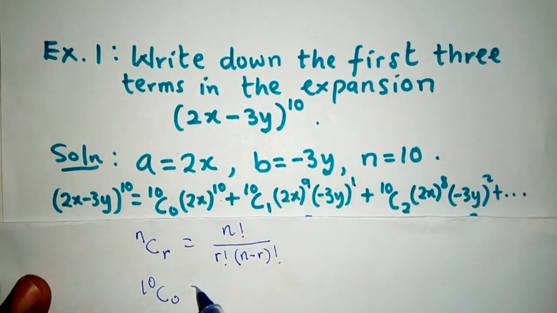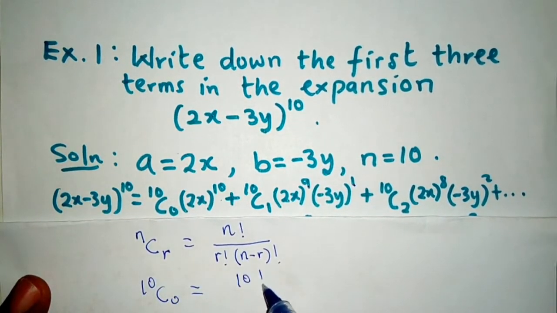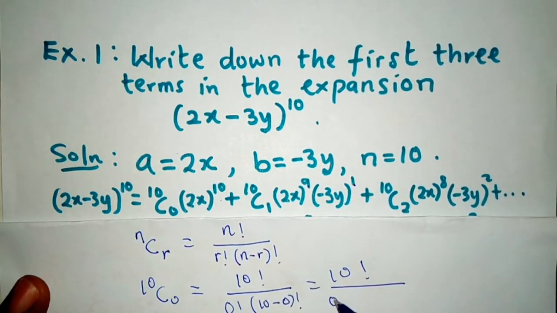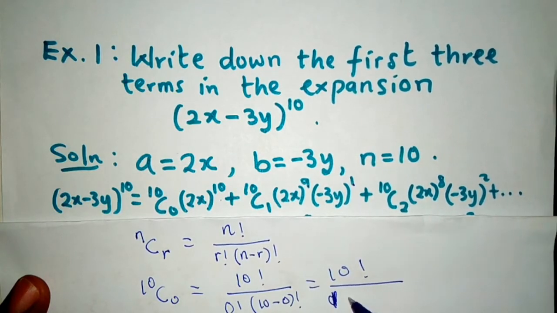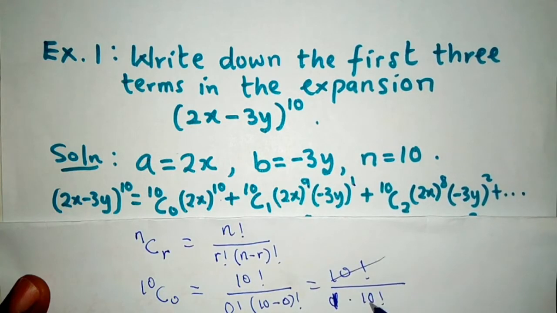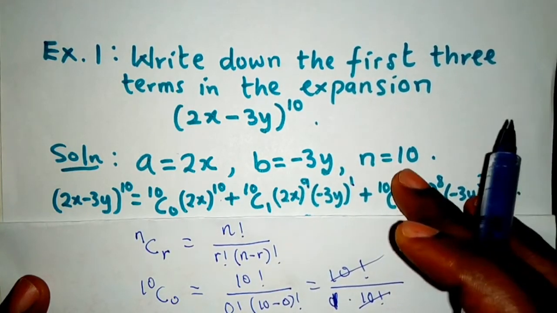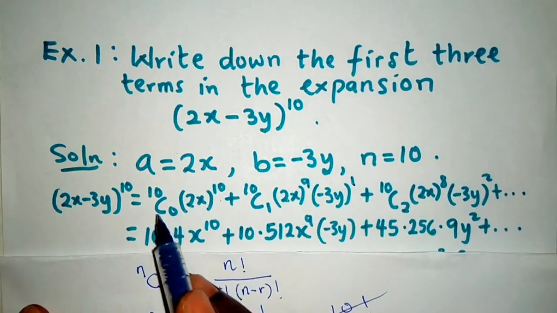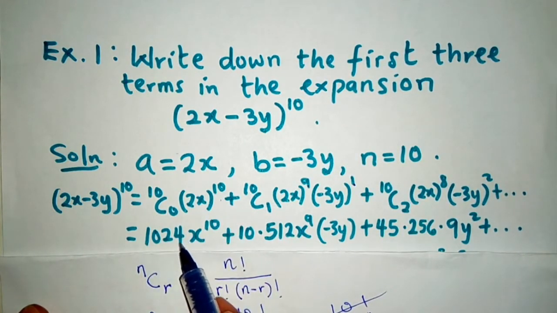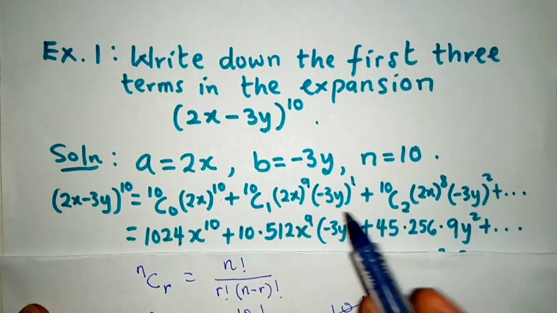will be 10 factorial over 0 factorial times 10 minus 0 factorial, which is 10 factorial over 0 factorial. By definition, 0 factorial is 1, times 10 minus 0 is 10 factorial. So 10 factorial cancels 10 factorial. So we have 1 here. And then 2 to the power of 10 is 1024, x to the power of 10.